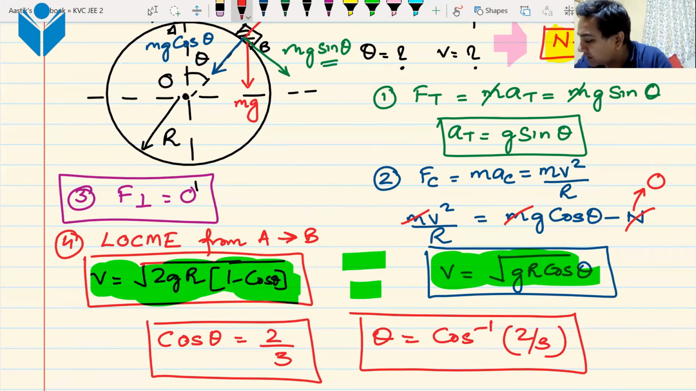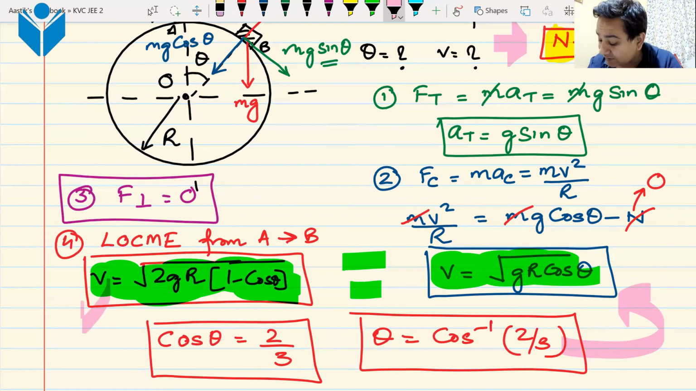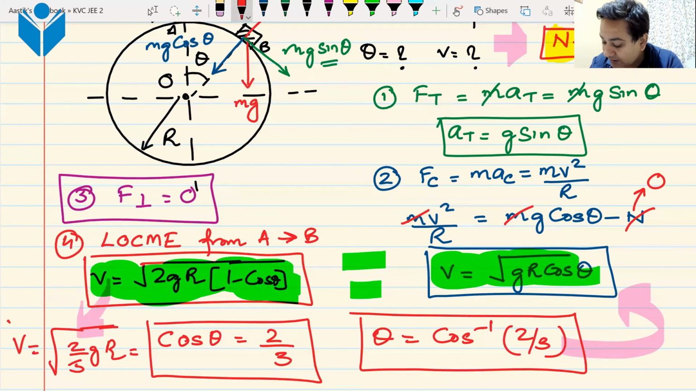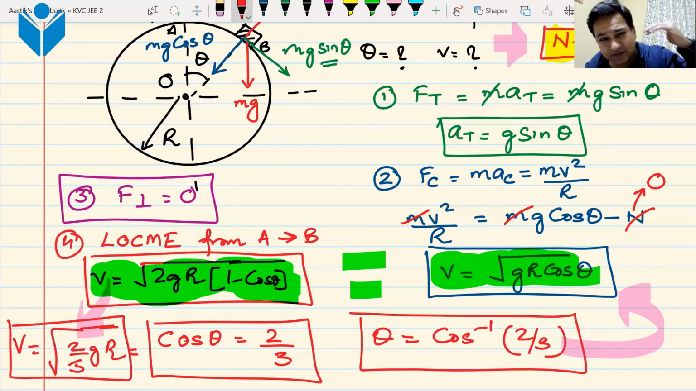What is the value of v? You can just put the value of cos theta here and get the value of v. So v will become root over 2 by 3 gr. Do we understand this? I've just put the value of cos theta and I land up with this result. This is the maximum possible velocity. After this, bye-bye circular path. I am leaving.